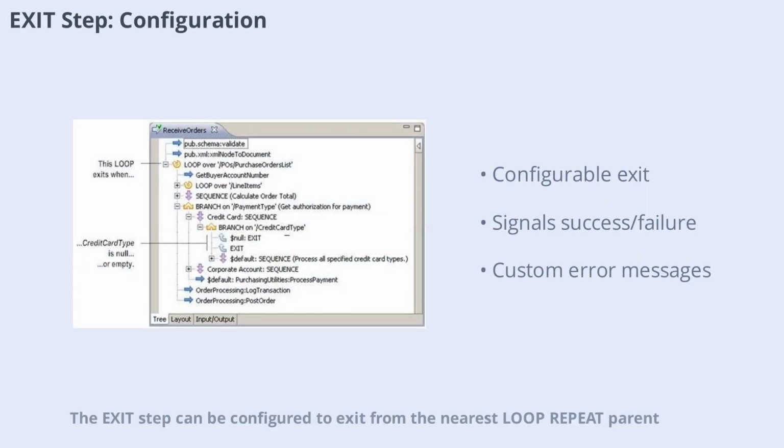The exit step can be configured to exit from the nearest loop, repeat, parent, or the entire flow. You can signal success or failure and provide custom error messages. Proper use of exit steps ensures that your flow service handles errors gracefully and terminates processes as needed.